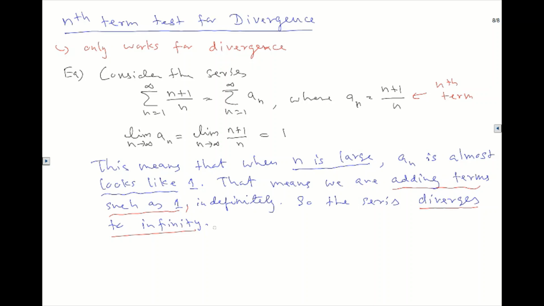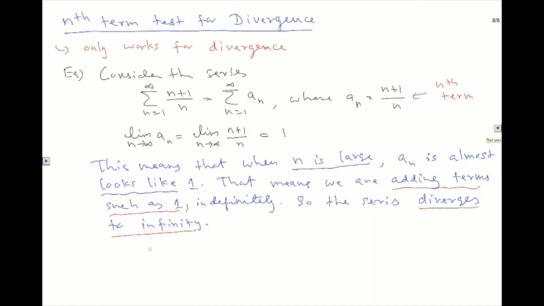Which infinity? It depends. Here it looks like 1, a positive number, so if the limit is positive, it goes to positive infinity. Similarly, you could get a negative number like -2 or -1/2, and then it goes to negative infinity. So depending on the limit, it becomes either positive infinity or negative infinity. We just need to check the limit.